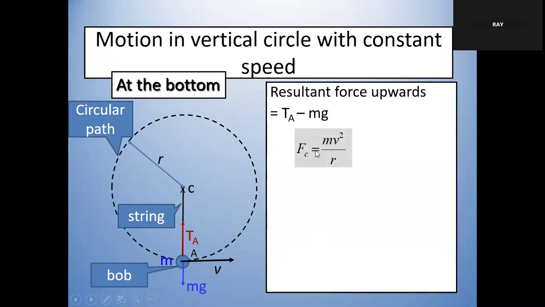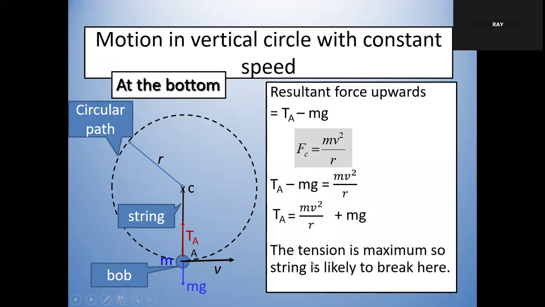So the resultant force is given by mv squared over r. So we replace that resultant force with mv squared over r. So TA, right? Take mg across there, becomes positive. So we find that the tension is the maximum here at the lower point. So it's likely that where it will break is this lowest point.